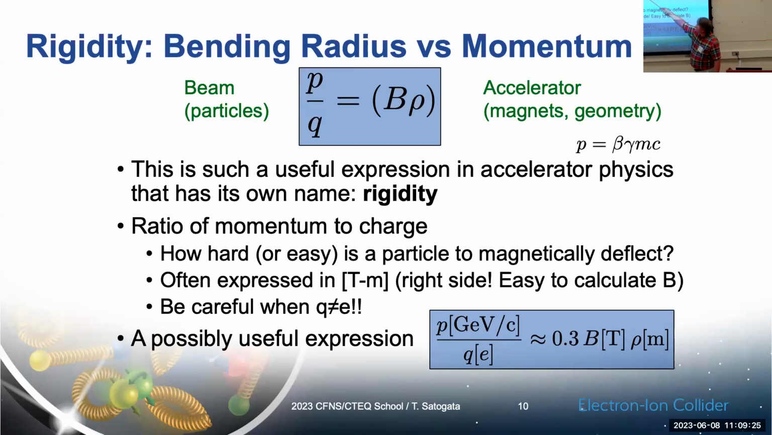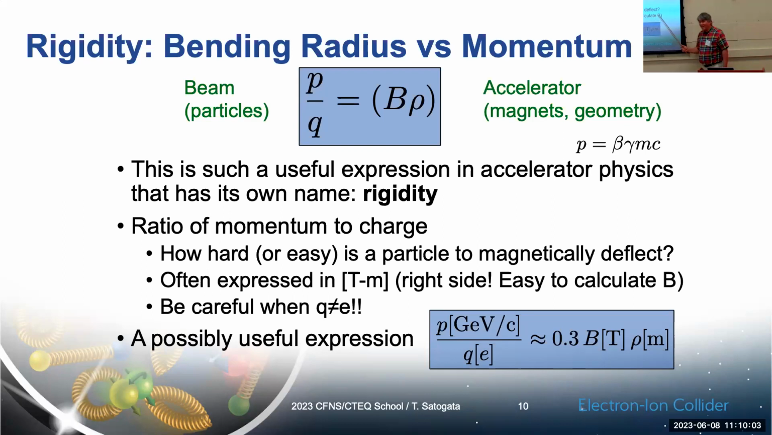So this equation, even though we oftentimes talk about the beam rigidity, this part, even though the units are not obvious, we often talk about it in terms of Tesla meters, which is expressed in terms of the right side, just because it's then easy to calculate what strength magnet do I need to bend the beam by this amount. You have to be really careful when Q does not equal E, in particular for heavy ions, right? There's kind of a ZE in there. And John already showed this equation for momenta in GeV over C and Q over E.